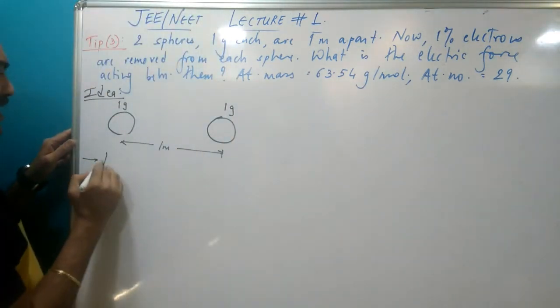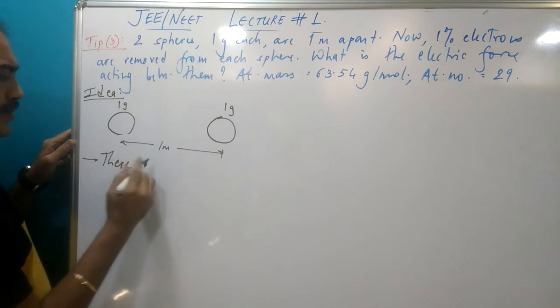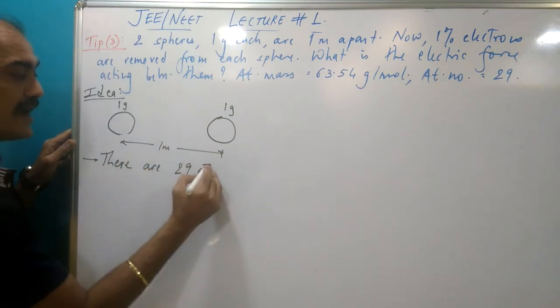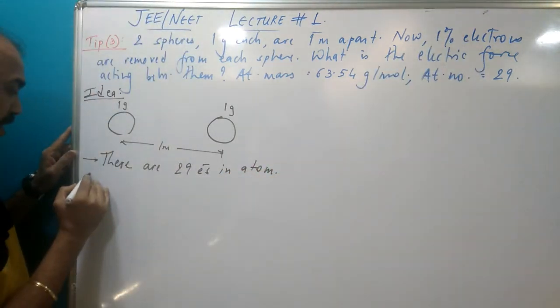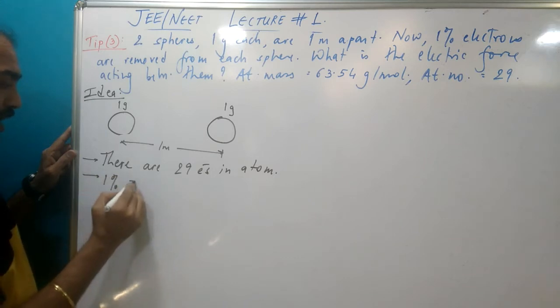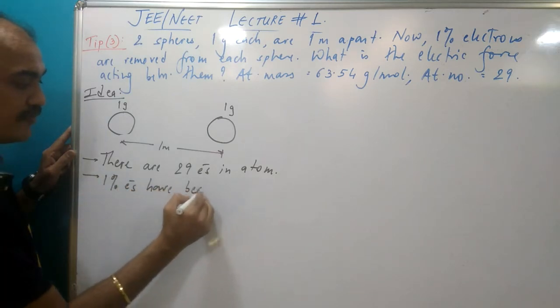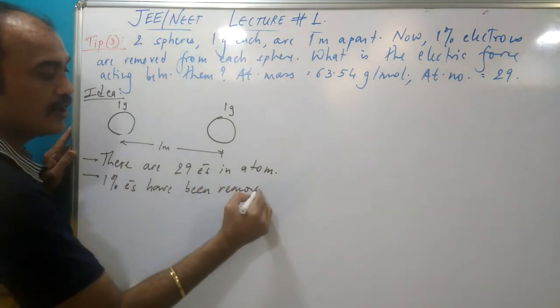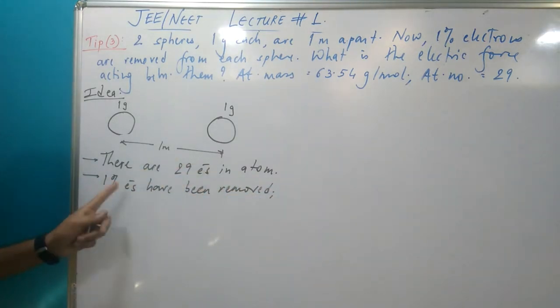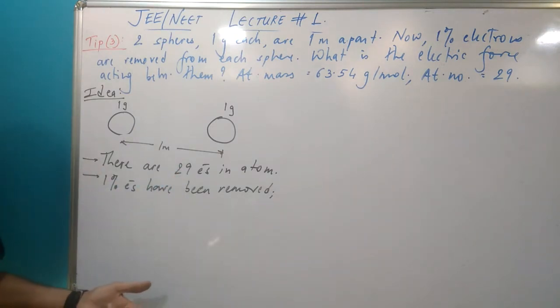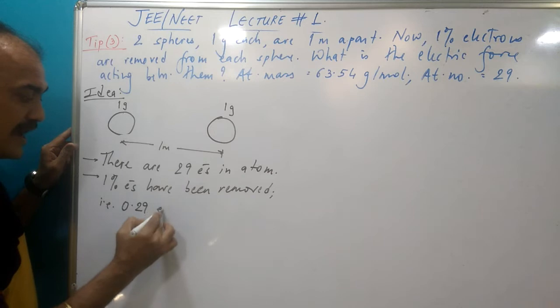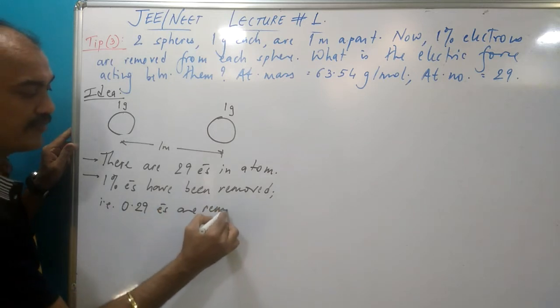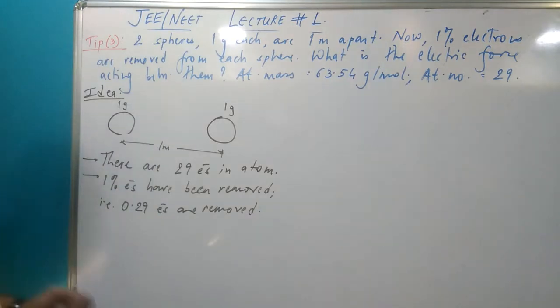Please be careful. There are 29 electrons in an atom, as they have said here. 1% electrons have been removed, so all the idea is based on this. How much is 1% of 29? You will tell me, sir, it is 0.29. Okay, so 0.29 electrons are removed from each atom.